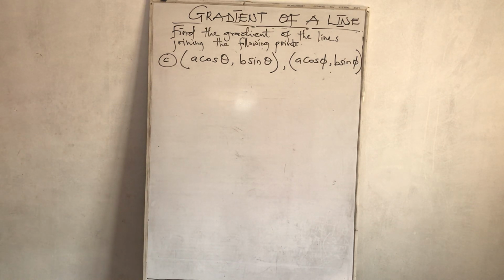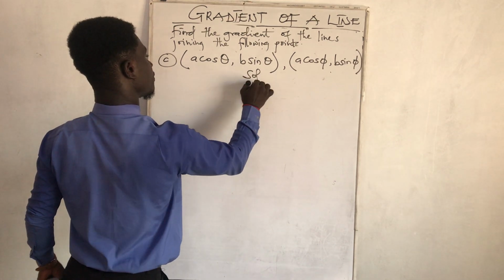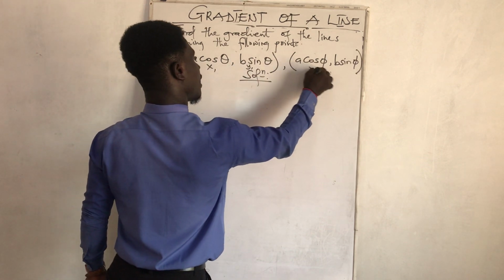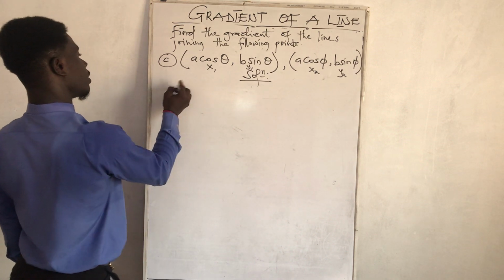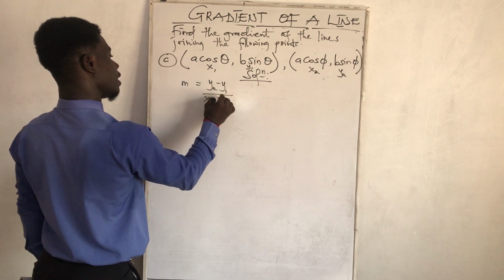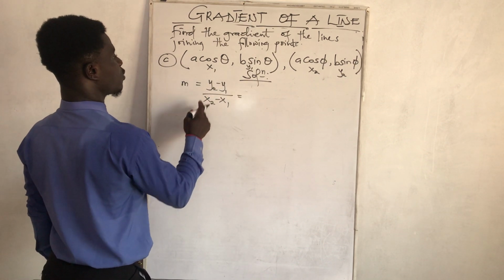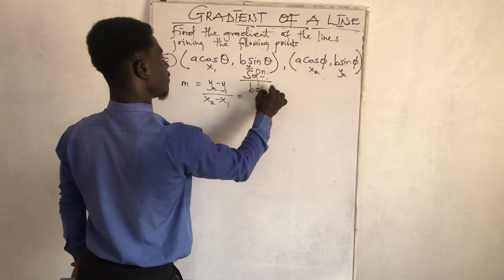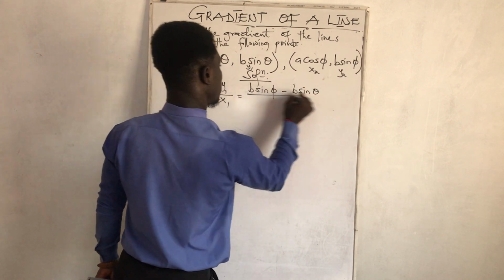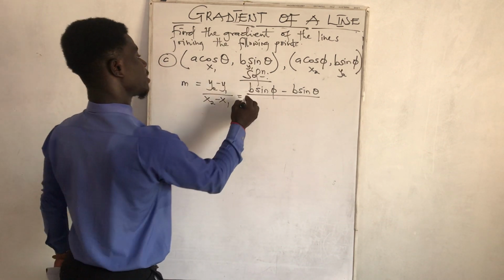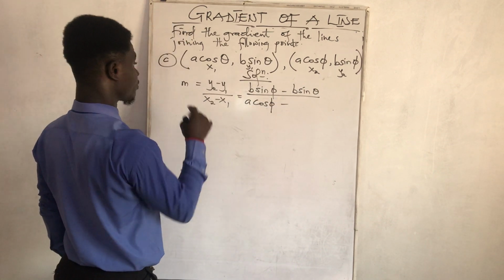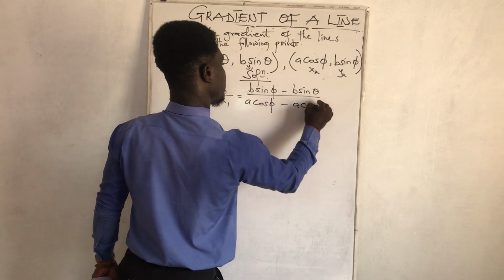So how best can we solve this question? So now, solution. Let's see. So I have x1, y1, x2, y2, right? Wait. So the gradient, which must be equal to, you always quote your formula, y2 minus y1, all on x2 minus x1. So I can say that y2 is B sin phi, minus y1, which is B sin theta, all on x2, which is A cos phi, minus x1, which is A cos theta.